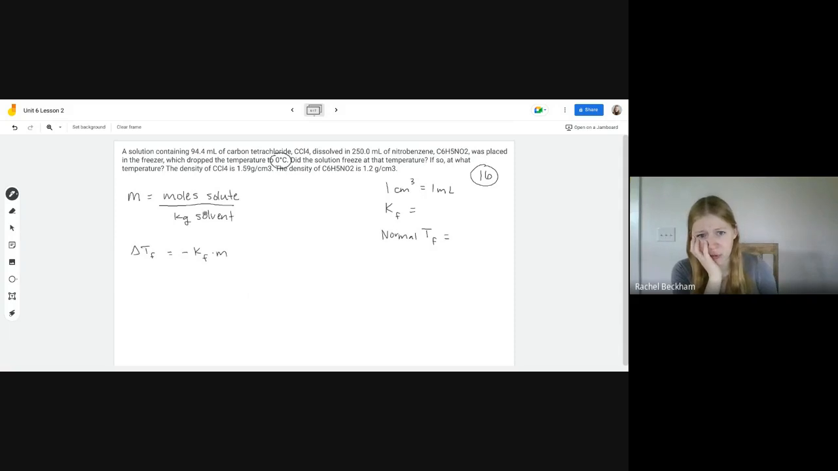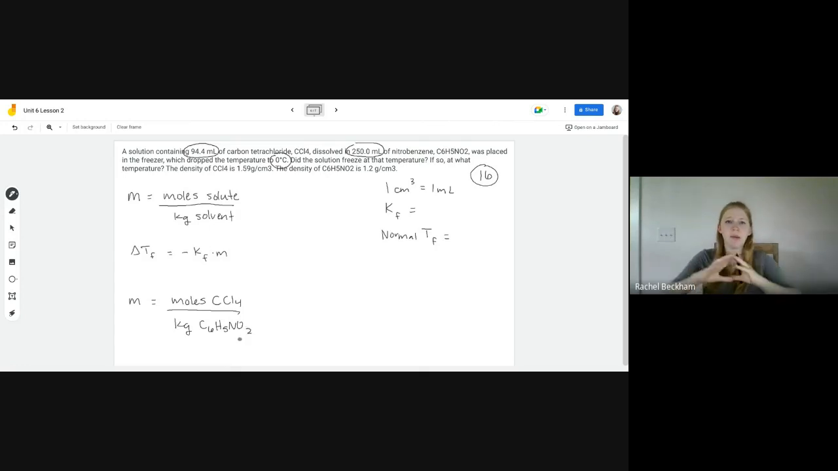So we're going to do the same formula here, except this time they did not give us the molality. So we've got to actually calculate that to plug it in. We've got to find our KF and then our normal TF. So let's do the molality part first. So in this problem, what is our solute? Well, the solute is the thing that's smaller being dissolved. So this one's 94.4. This one's 250. So the 94.4 is smaller, so the CCl4 is going to be on top. And then the kilograms of solvent are going to be on bottom like this.